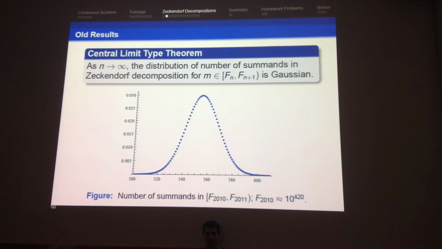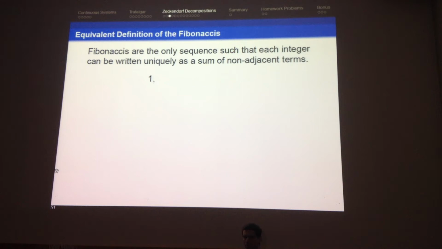All right. So did we talk at all about the Fibonacci numbers and this alternate definition of them last time? I just want to say this because this is fun, and I like to sometimes discuss what my research is. There's another way of defining the Fibonacci numbers. The Fibonacci numbers are the only sequence such that every number can be written uniquely as a sum of non-adjacent terms. I'm not going to go through the whole proof why, I'm just going to do a little bit.